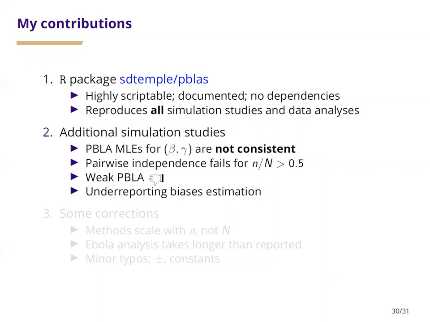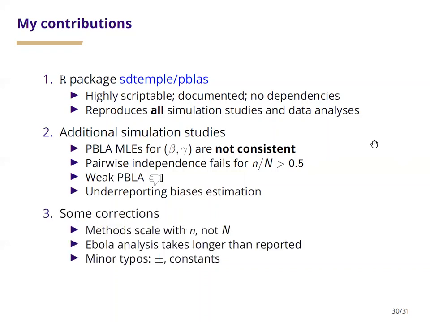I also did some additional simulation studies, and the one that I really want to highlight is my observation that estimates from these partial SEM methods, which the pair-based likelihood approximation methods are, don't seem to be consistent for the simulated truth, that it's hard to infer both beta and gamma, these adversarial infection and removal processes, when we don't observe anything about the infection times.